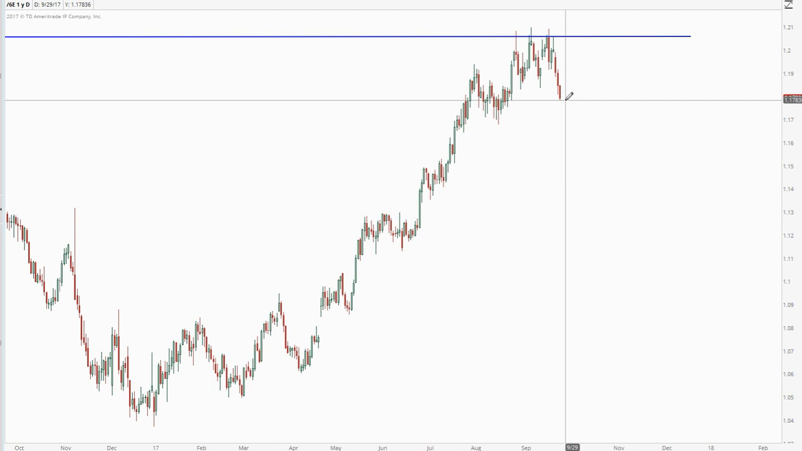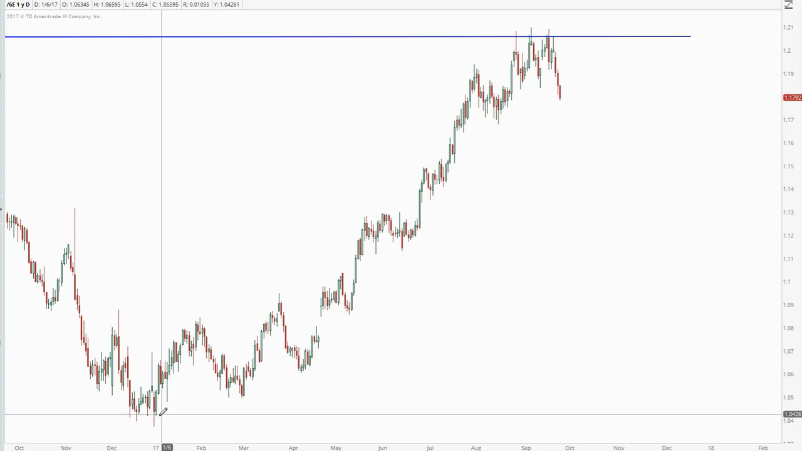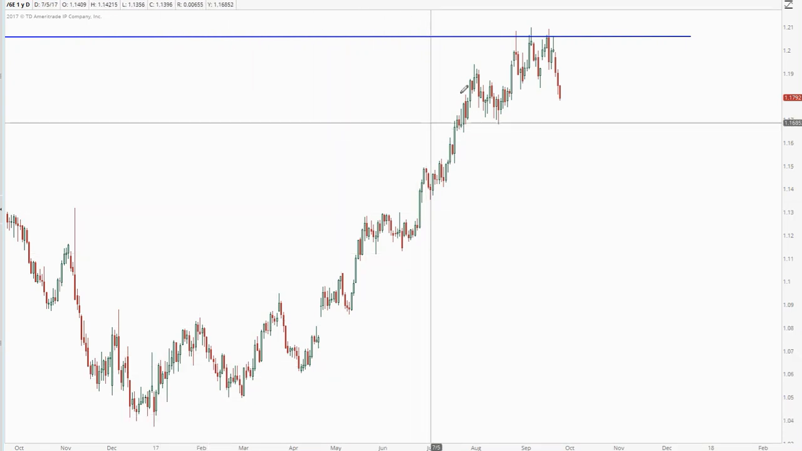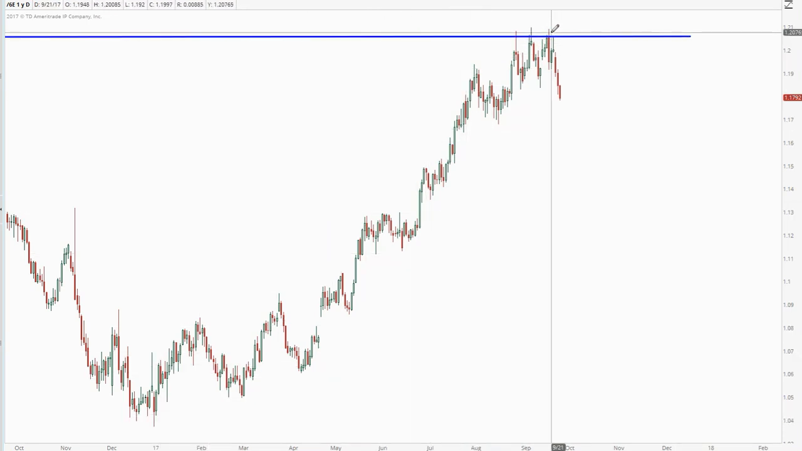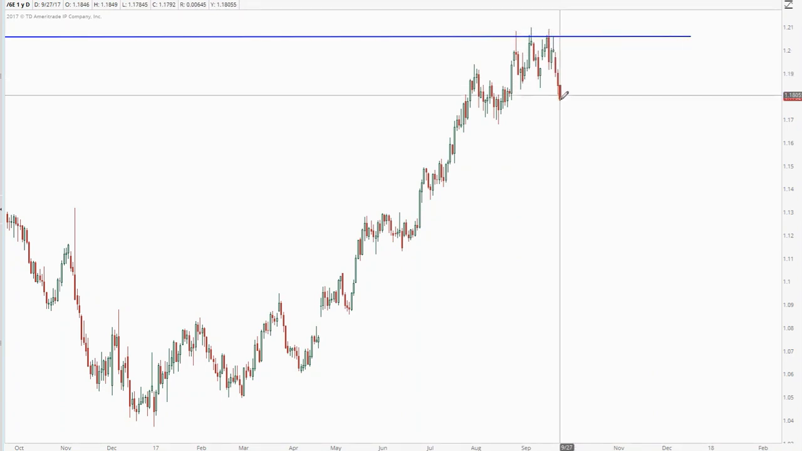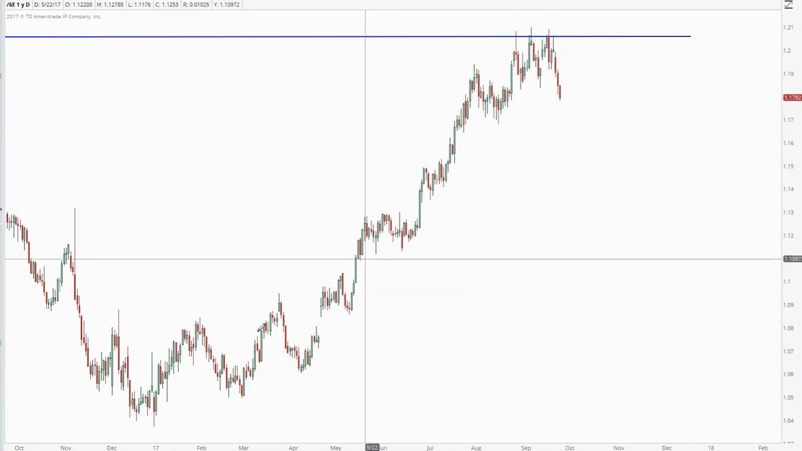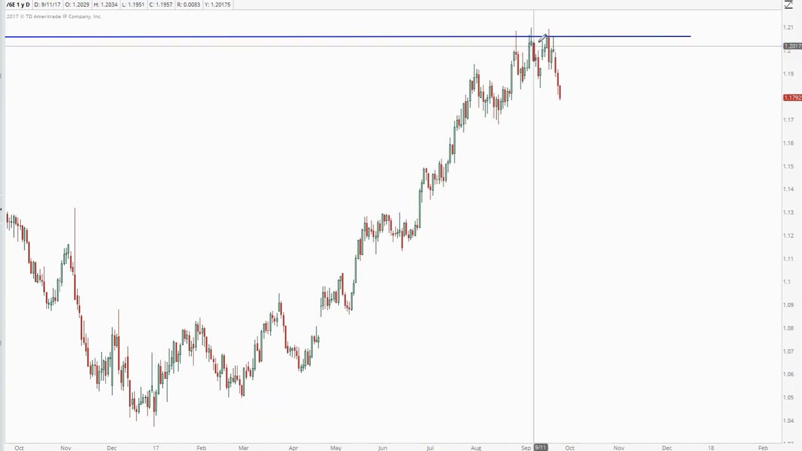an intermediate degree decline. You can see that this intermediate cycle is already very, very mature, but it is right translated. I believe we're on week 37 if I'm not mistaken. So this is a strongly right translated intermediate cycle.